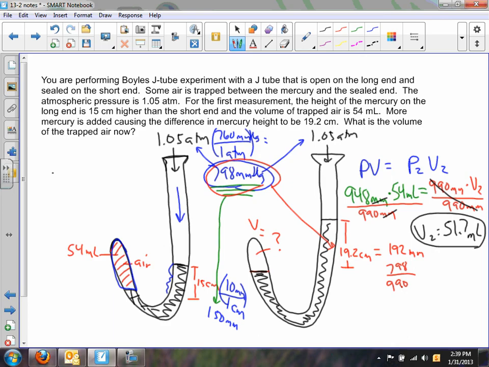And if you compare that to the original volume over here, 54, that makes a little bit of sense, because when you increase the pressure, which we did by adding more mercury here, it decreases the volume. Went from 54 down to 51.7.